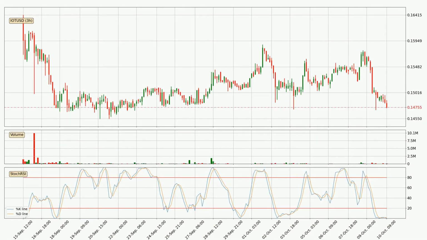Moving to the 3-hourly stochastic RSI, both the %K and %D lines are currently very low, which means that the price is oversold and a trend change, or at least some kind of consolidation, is to be expected. However, the K line still hasn't crossed the D line, so you should wait to see if the trend will actually change to the upside.